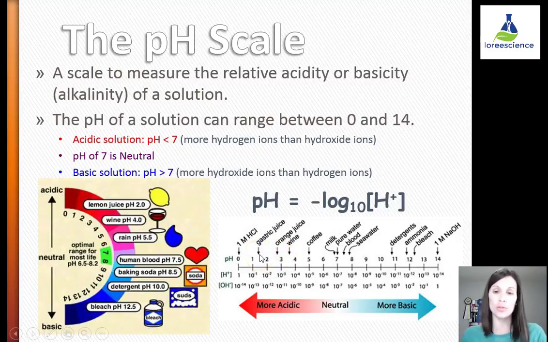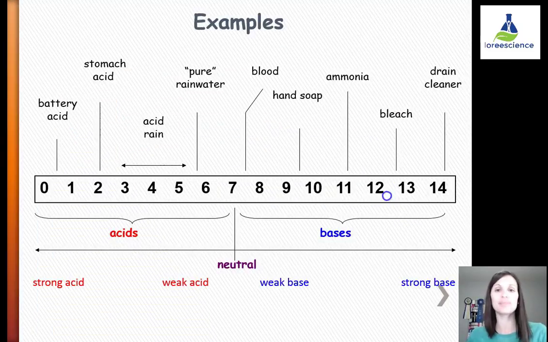Same thing goes with the bases. If we look at our regular cleaning detergents, most of them have a pH just under 11. But bleach is just over 12. So bleach is more than 10 times more basic than a regular detergent. That's what it means to be a logarithmic scale with a base 10.